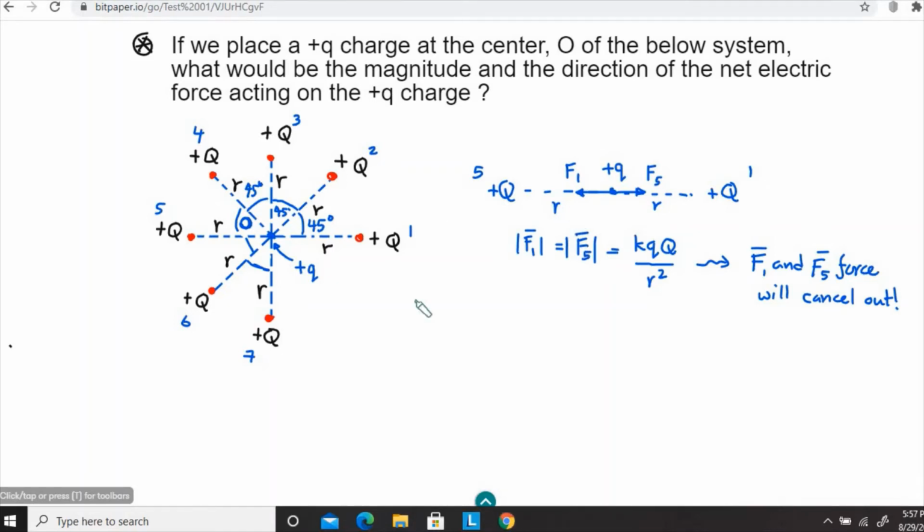Similarly, if you consider the pair 2, 6, the forces acting on the plus Q charge due to the two charges will again cancel out. You'll see that F2 will be equal to F6. Magnitude wise they will be equal, but the forces will be directed in the opposite sense. So they will also cancel out. So F2 and F6 will cancel out.